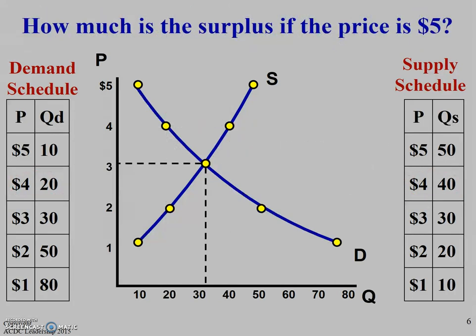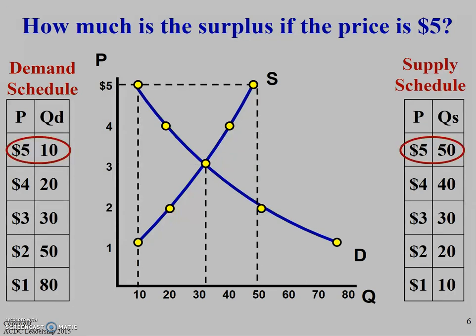Now, how much is the surplus if the price is $5? Well, let's raise our price up here, and we can see at $5 we have a quantity demanded of 10, and on the supply side, at $5 we have a quantity supplied of 50. So once again, you subtract, and the answer is 40.